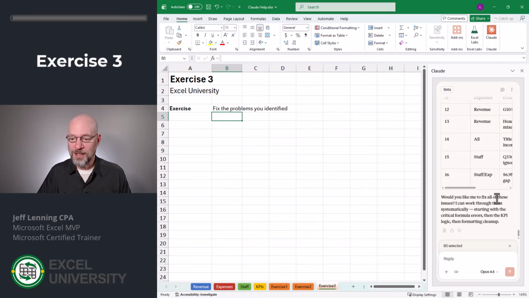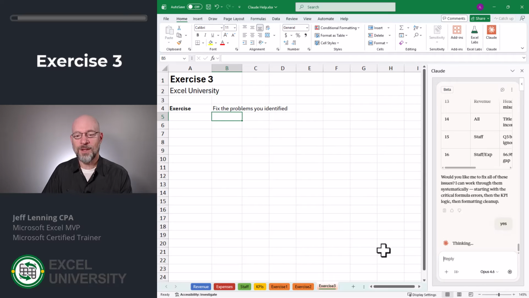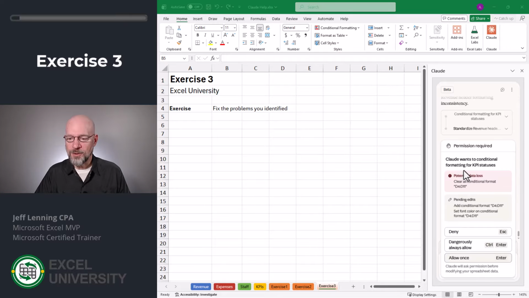So here it says, would you like me to fix all of these issues? So rather than pasting in this prompt, I'm just going to say yes, go. And I'll speed this up. Okay, and then it gives us a question here.